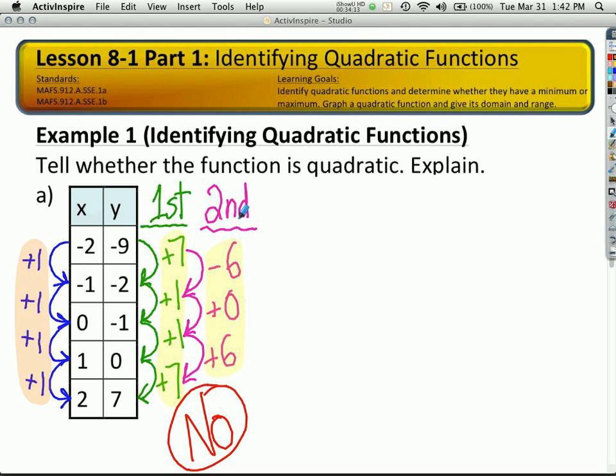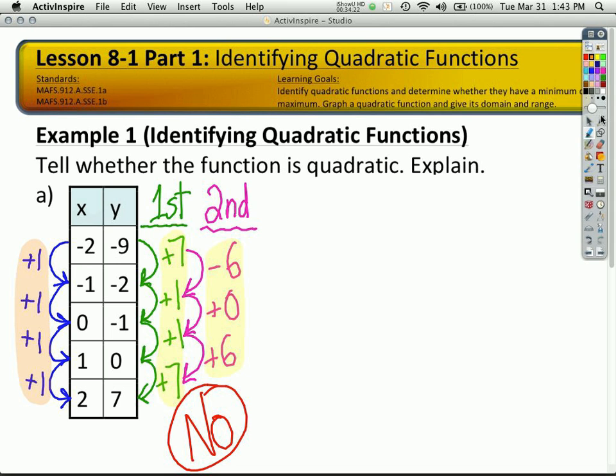So very good point that you brought up. And the differences are only done with the y values. So once you figure out that those are all the same, the x's, then you can check the first differences and the second differences. Very good. Any other comments, questions? Selena and then Marlon?